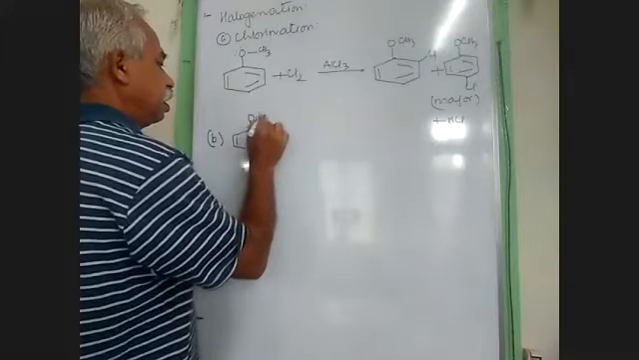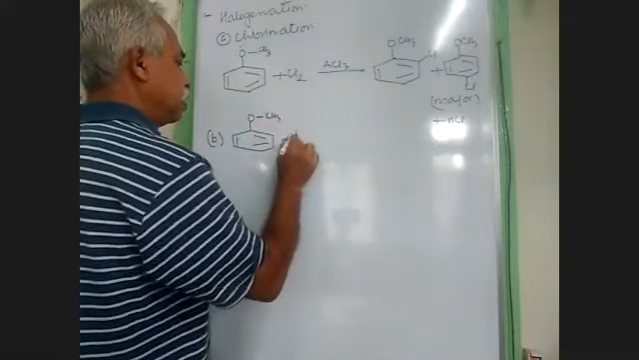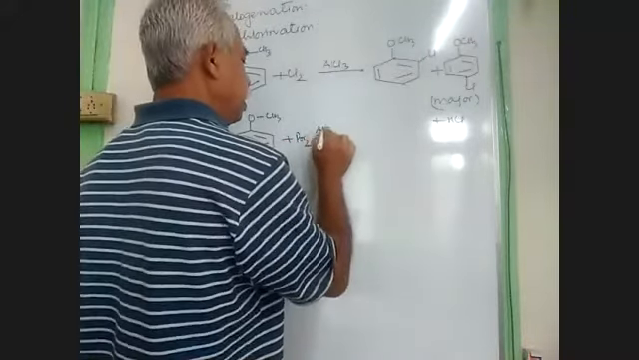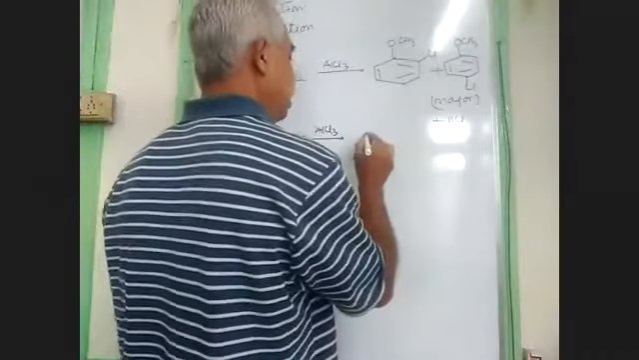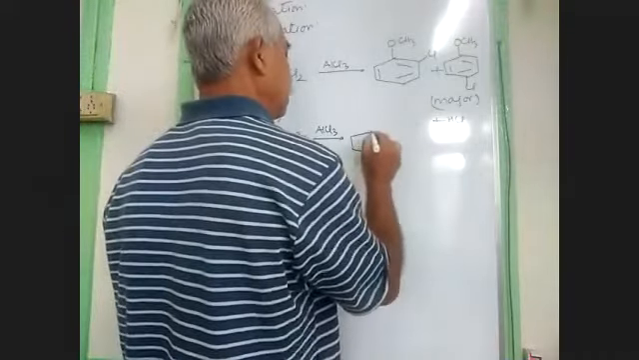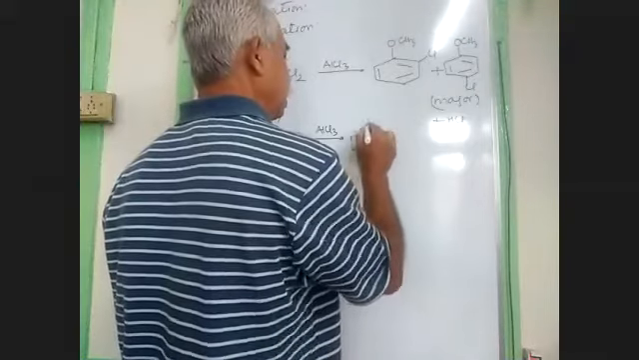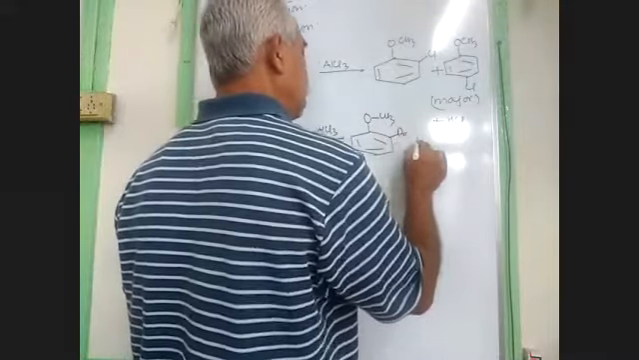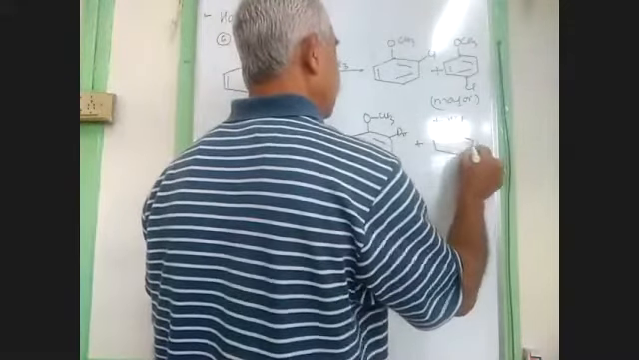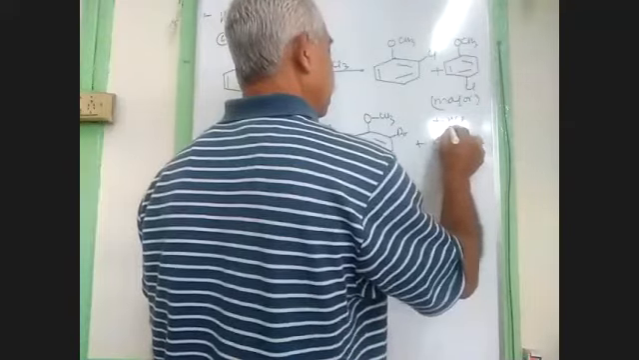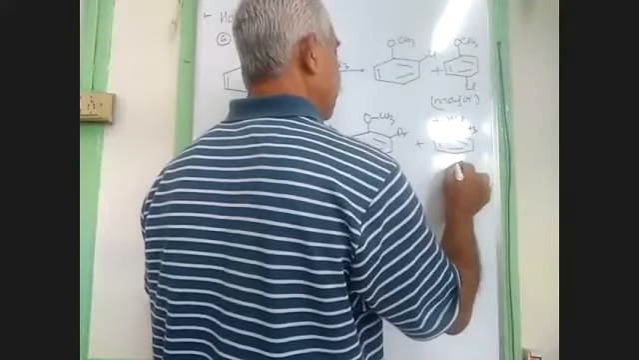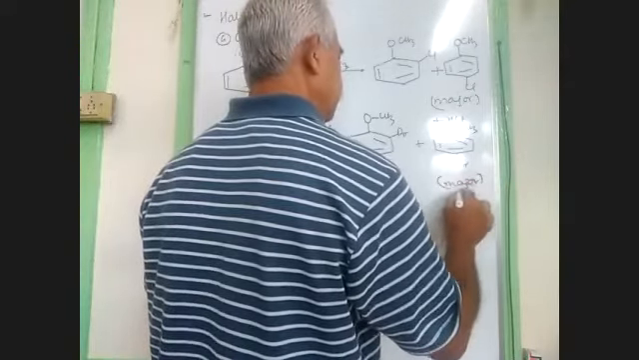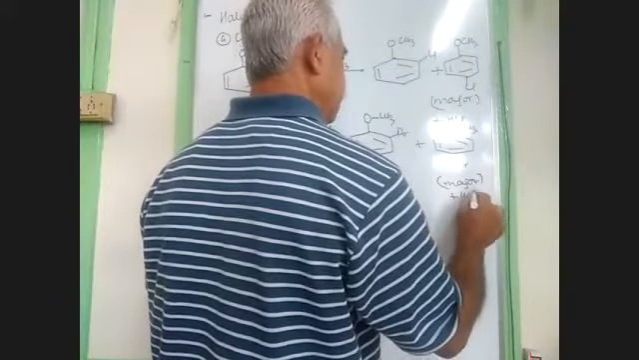So plus bromine, AlCl3, will get ortho-bromoanisole, and you will get here para-bromoanisole. This also will be major, plus AgBr.